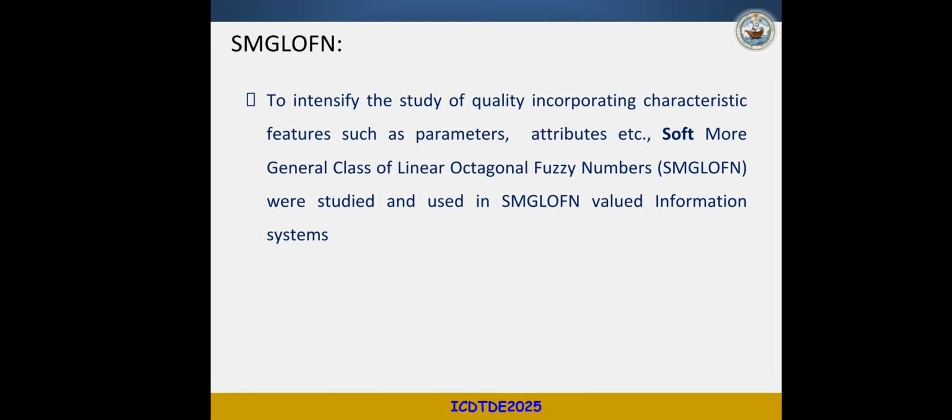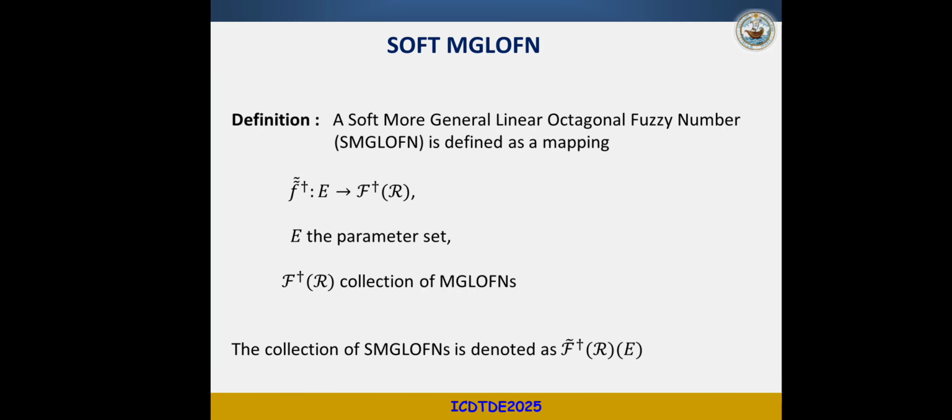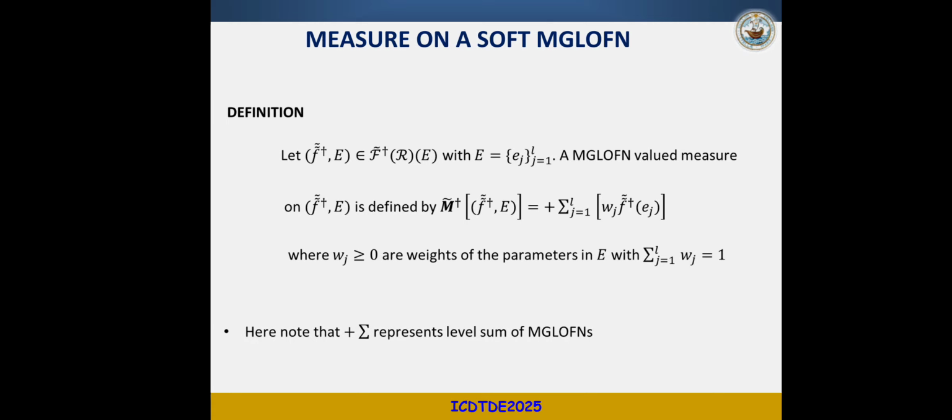But when the imprecise nature comes along with characteristic features, it has to be developed and quantified, which is done using the soft MGLOFN. So what is a soft MGLOFN? It is a function from the parameter set to the collection of MGLOFNs, represented as F-tilde. Again, this cannot be compared; it is not ordered.